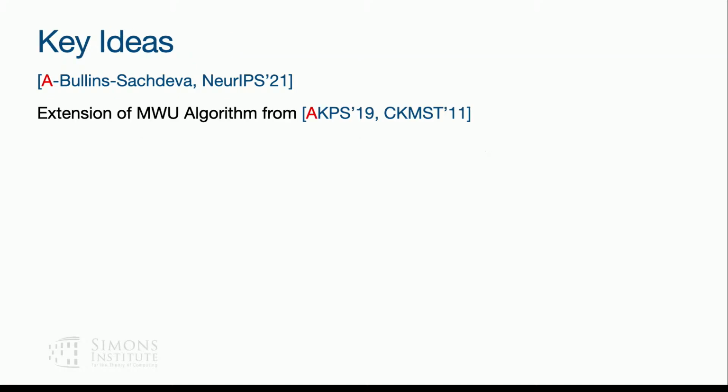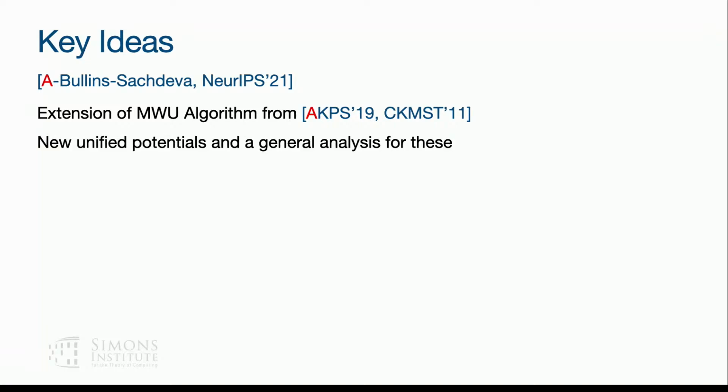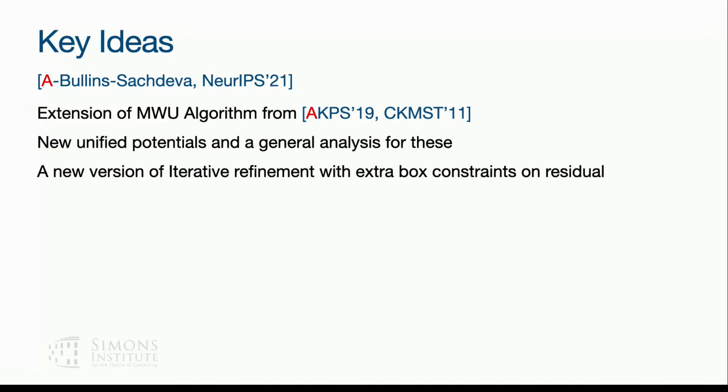Okay, so the key ideas are, again, we extend these multiplicative weight update algorithms, and you need a new potential, a unified potential analysis that can handle all of these. Since these multiplicative weight update schemes only give you constant approximations, you also need a way to boost these to high accuracy solutions. And you can give a new version of iterative refinement. But the difference now is you can't get global upper and lower bounds, so you have to work with local bounds. With these local bounds, which can be termed box constraints, you can boost these to high accuracy solutions.